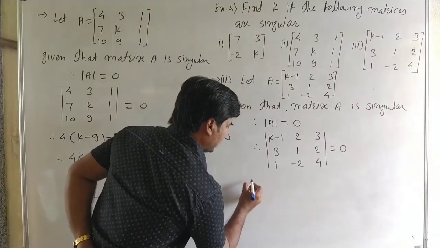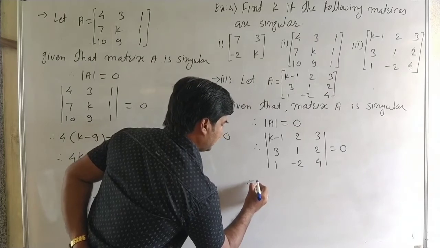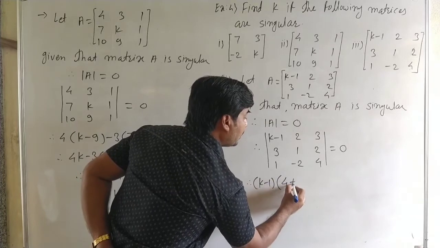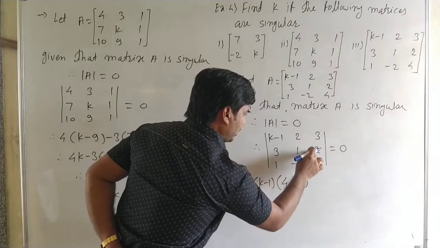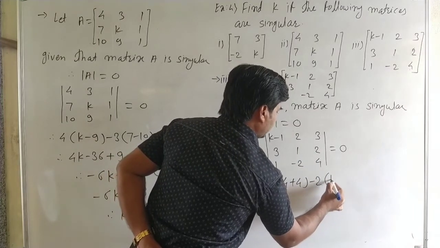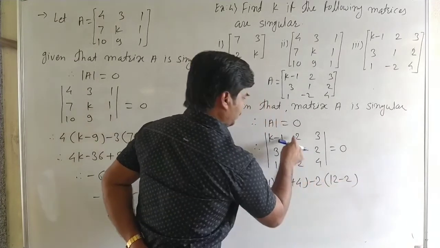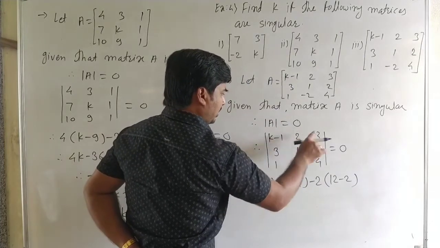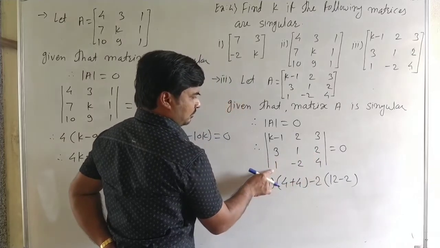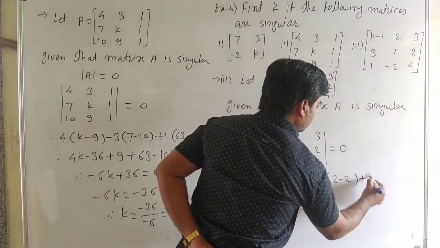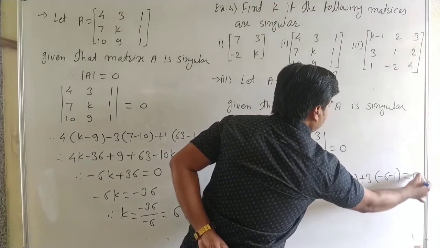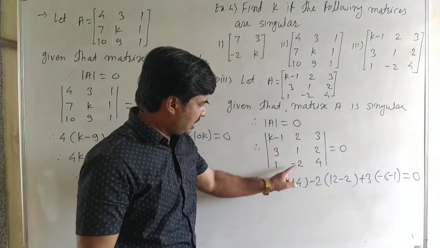Now find the determinant. Therefore it is k minus 1 into 4 plus 4. Change the sign of the middle term, that is minus 2 into 12 minus 2. Eliminate the column and row: 3, 2, 1, 4. 3 into 4 is 12 and 2 into 1 is 2. And plus 3 into minus 6 minus 1 is equal to 0.